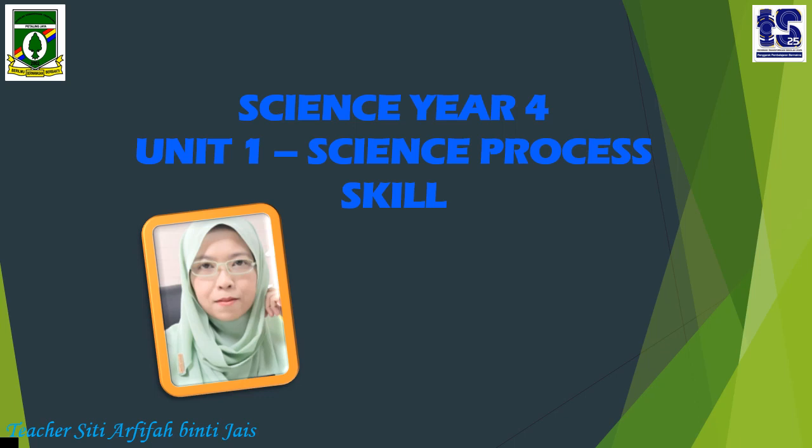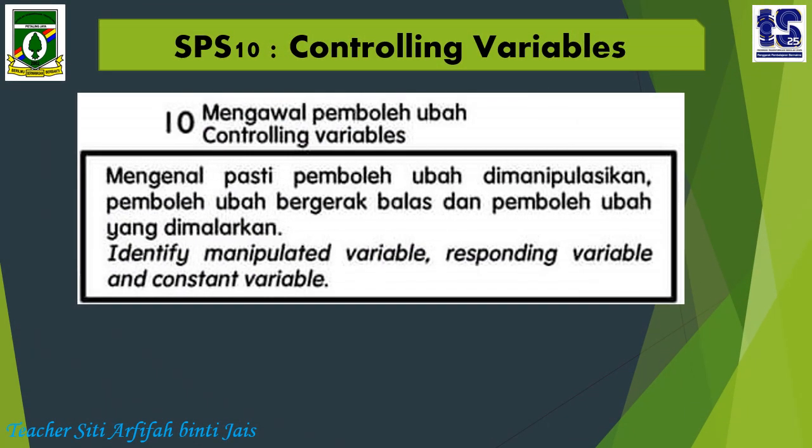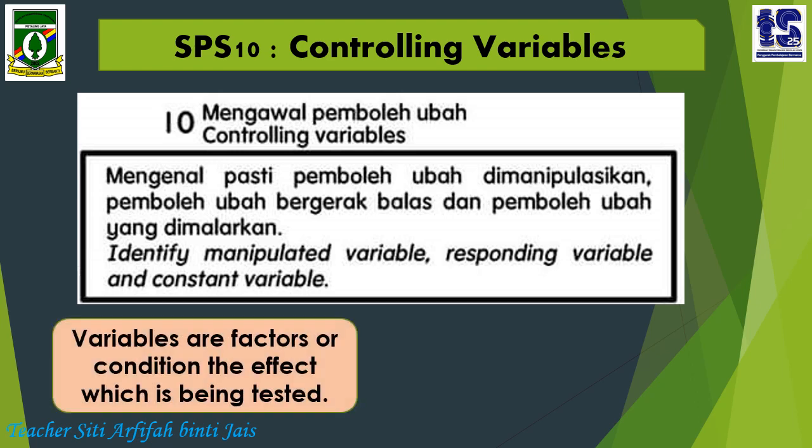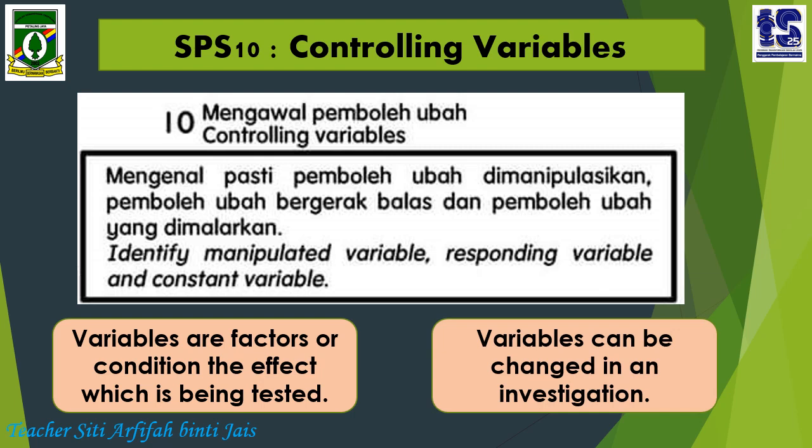Yes, we continue our lesson on science process skills. So today, we are going to learn about a skill: controlling variables. This is a skill to identify manipulated variable, responding variable, and constant variable. What are variables? Variables are factors or conditions that affect what is being tested. Variables can be changed in an investigation.